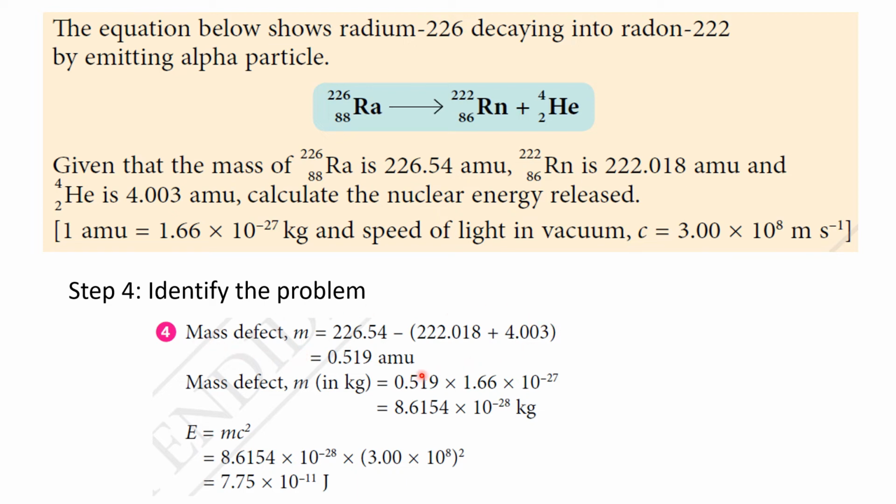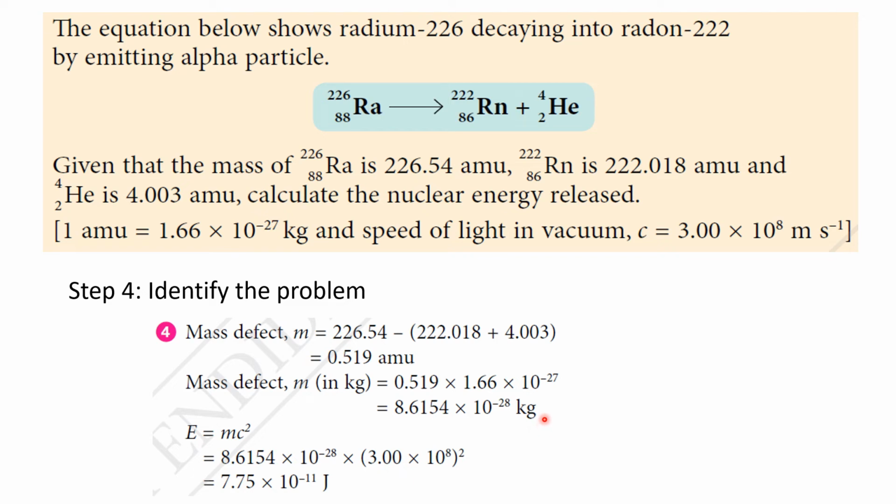First, you need to find the mass defect, which is the initial mass minus the final mass. What I mean by the initial mass is the mass before the reaction, and what I mean by the final mass is the total mass of all the particles after the reaction. So the mass defect here is 0.519 AMU, and then we convert AMU into kilogram. 0.519 AMU is equal to 8.6154 times 10 power negative 28 kilogram.